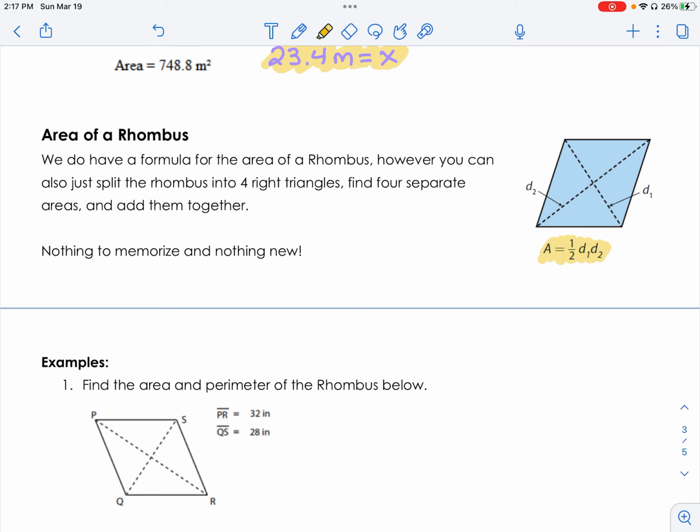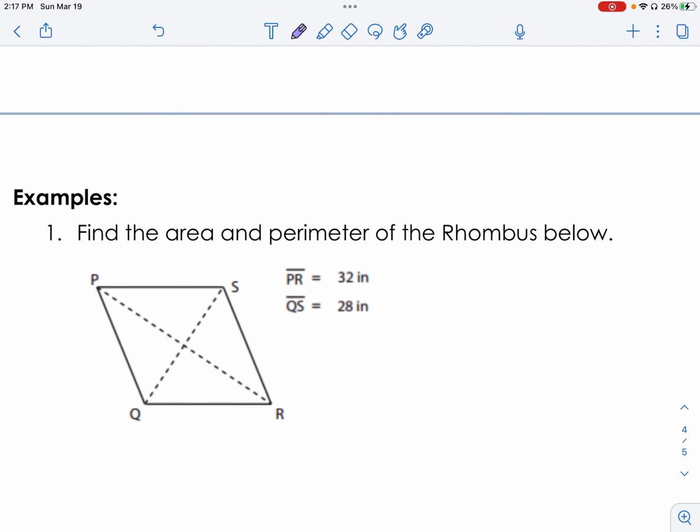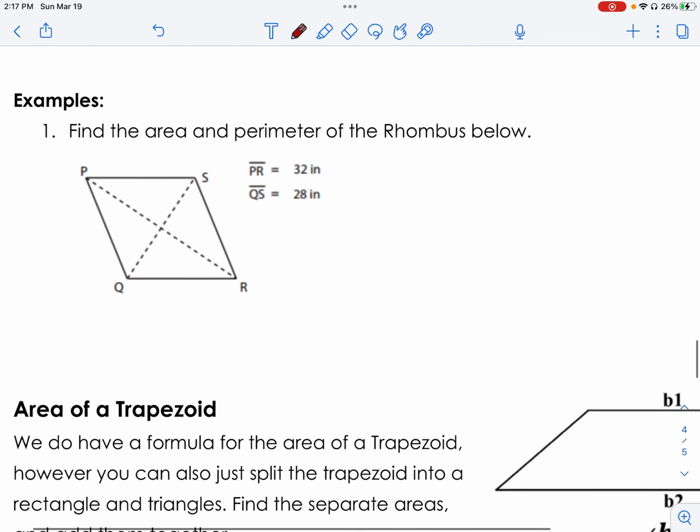So if we jump right into solving this problem, find the area and the perimeter, for time's sake, let's just find the area for now, and then we'll see if we can find the perimeter.